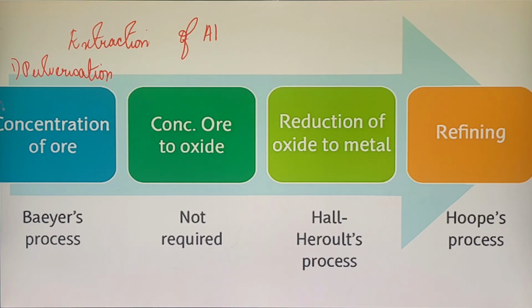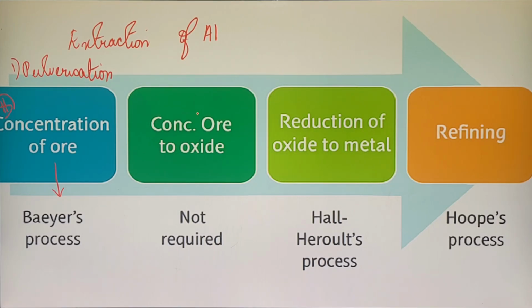Then the second step that we had done is called concentration of the ore, and it is carried out by which method, children? It is called Bayer's process. If you have any doubt in this Bayer's process, I have explained it in detail in the previous video. Please go through it once again if you are not clear with the concept. So concentration of the ore is done by Bayer's process.